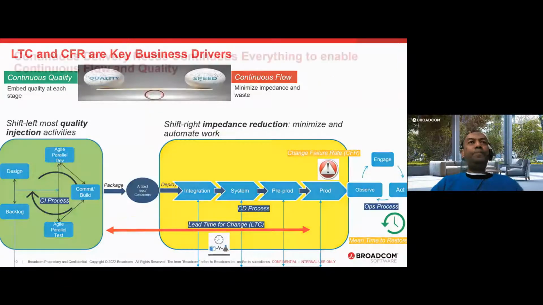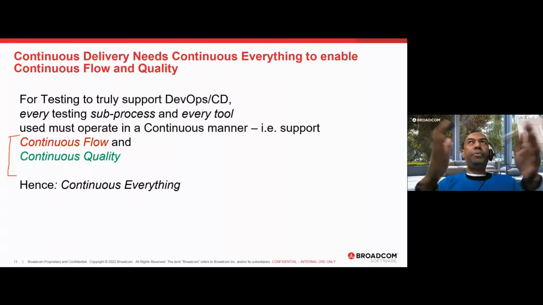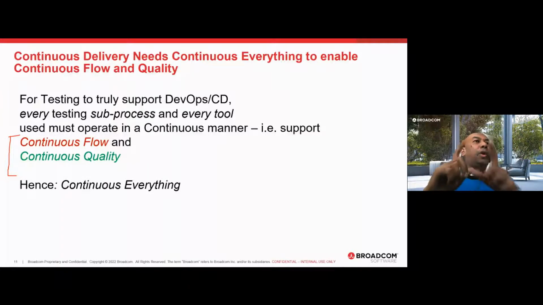practices. So for our testing to be truly continuous, every testing sub-process that you can think of and every tool that you use must also operate in a continuous manner. In other words, they must support these two concepts of continuous flow and continuous quality. Okay, and that's why we call it continuous everything. Even though I will look at only one testing process today, which we call continuous performance testing, you can think of any testing process that you are implementing today, and you need to apply this check: am I implementing continuous flow and continuous quality, right? If you're not, then you probably have room for improvement.